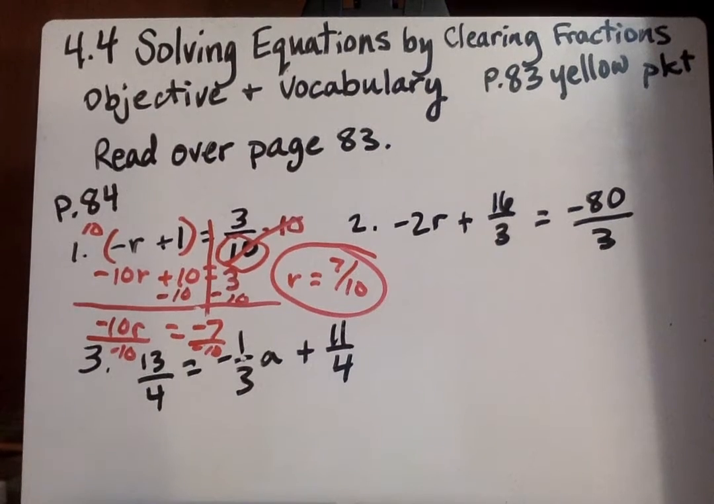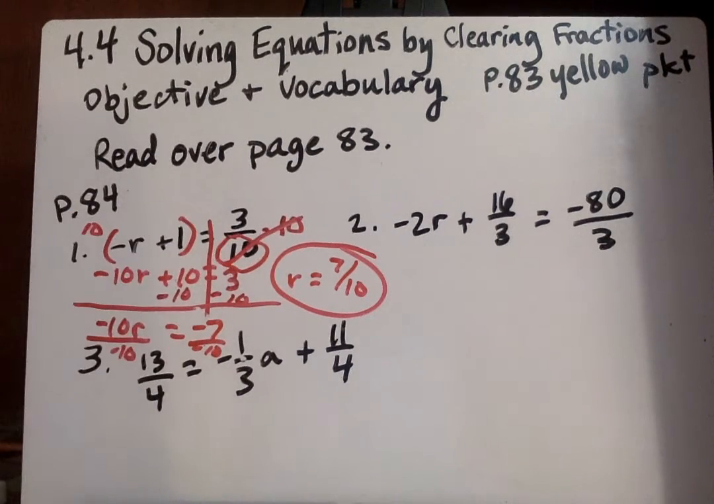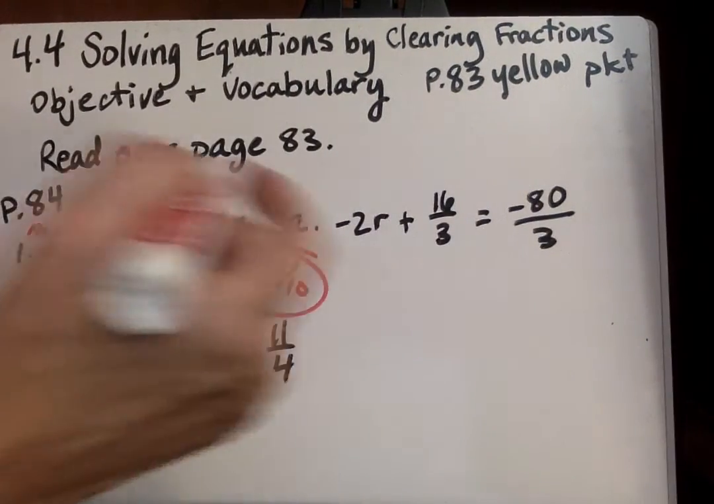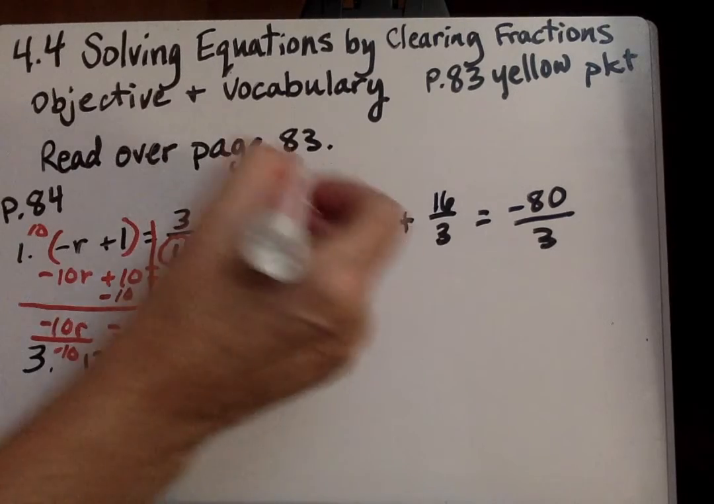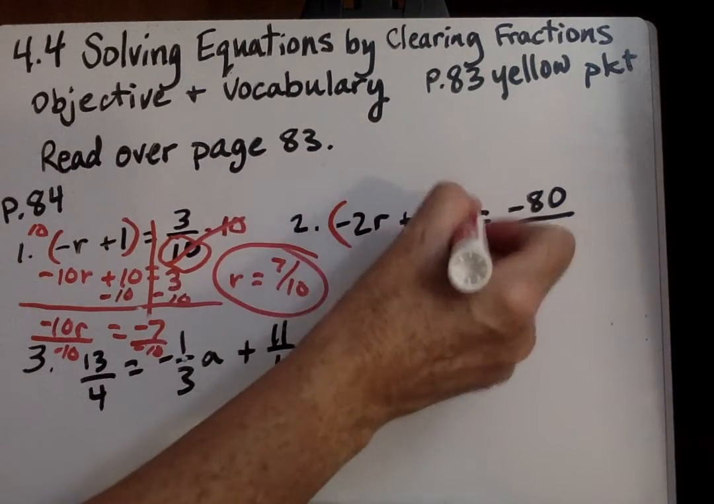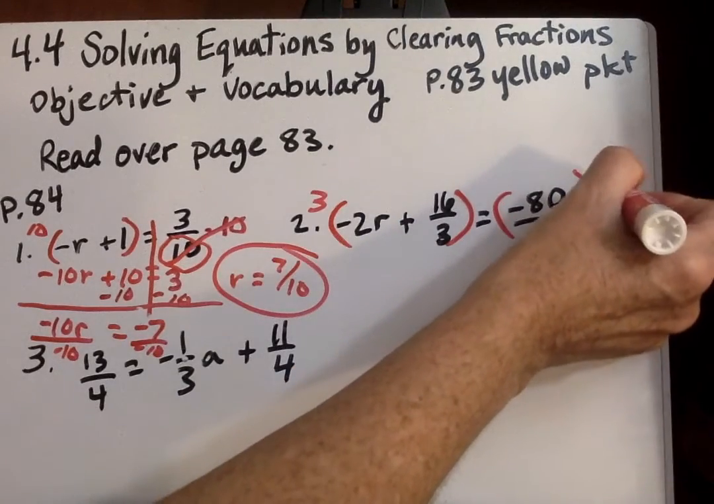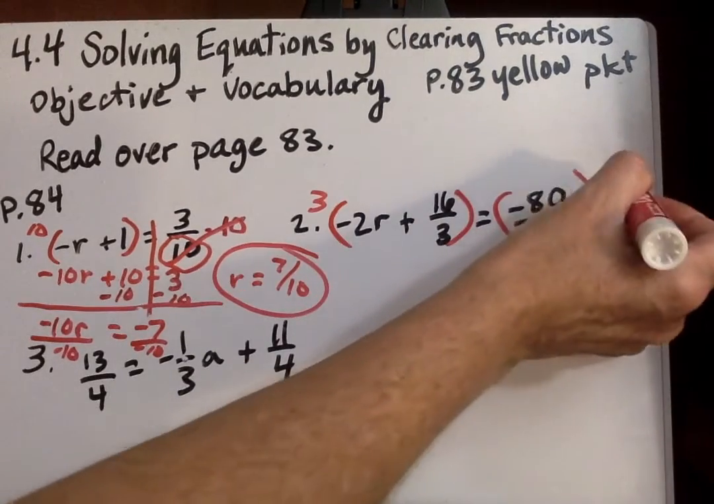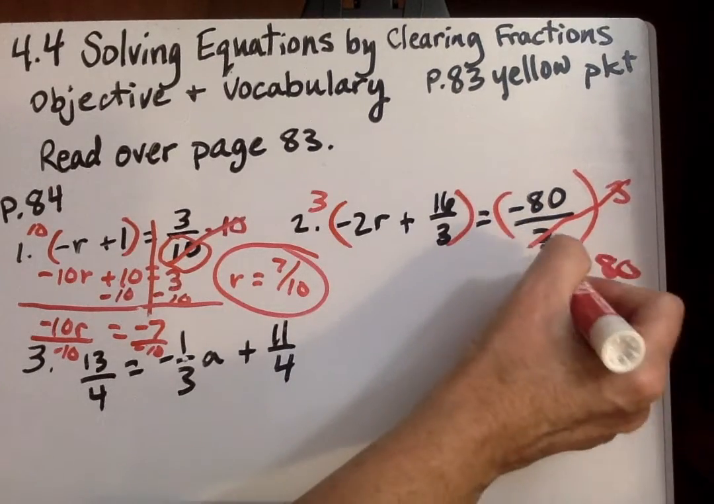See, so your solution can be a fraction, but it made it a lot easier so I didn't have to deal with a fraction by multiplying by the denominator there. Okay, let's go on to the next one. Over here, here's the two fractions. Both of them have a denominator of 3. So I'm going to multiply both sides by 3. That will get rid of the denominator there, so it's left with negative 80 over there.